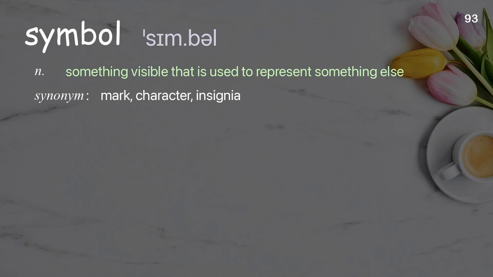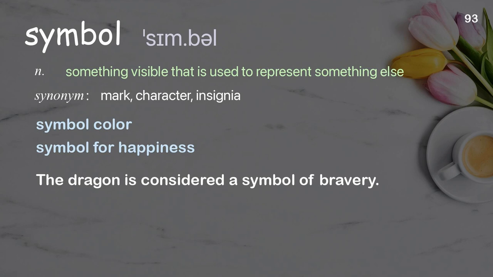Symbol. Something visible that is used to represent something else. Examples: symbol color. Symbol for happiness. The dragon is considered a symbol of bravery.